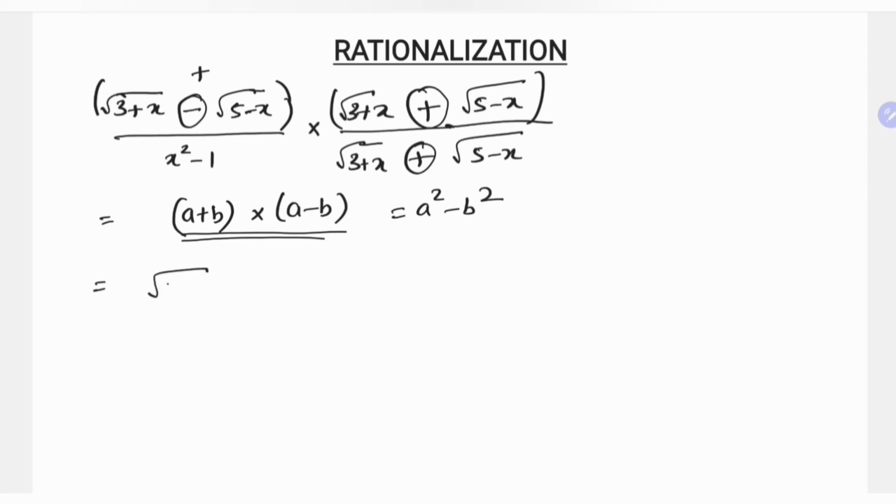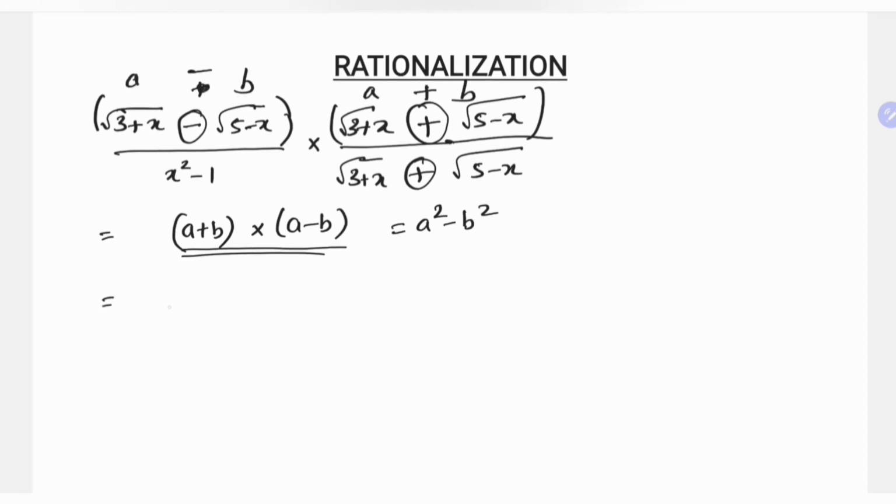So what's going to happen? We'll have root 3 plus x. This is a plus b. This is a minus b. This is a plus b form. So what is a here? A is root 3 plus x and minus, what is b here? Root 5 minus x, right? We are using this, the whole square, because it is a square minus b square.